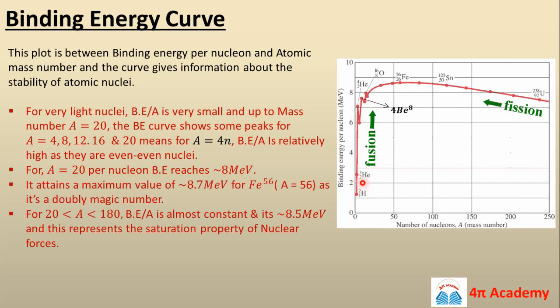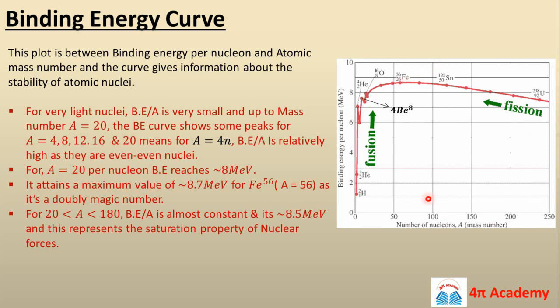If you move further, you find that for iron 26Fe56, the binding energy per nucleon is maximum. So for Fe the binding energy per nucleon is maximum and the value is 8.7 million electron volt, and we can say it's a doubly magic number. So for this nucleus the binding energy per nucleon is maximum.